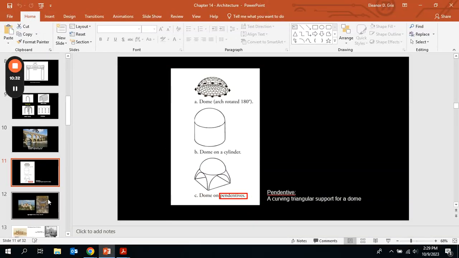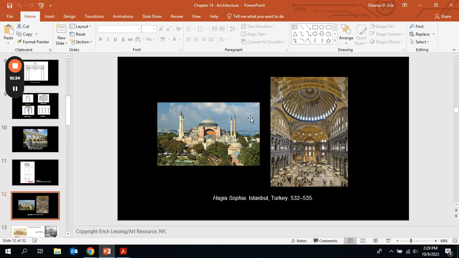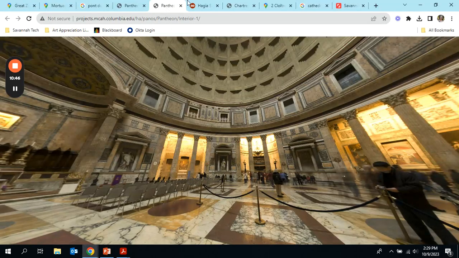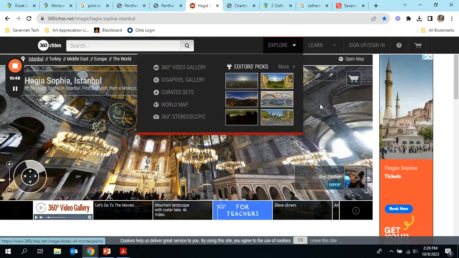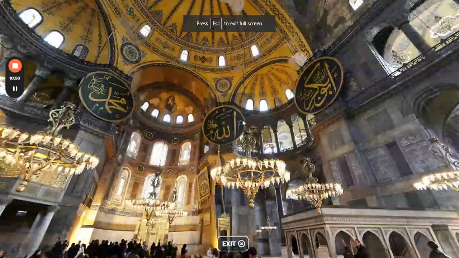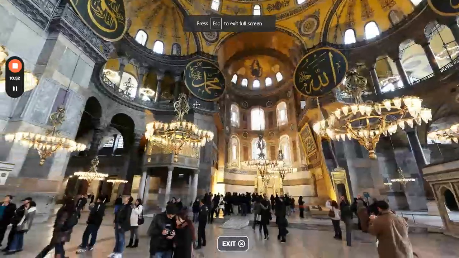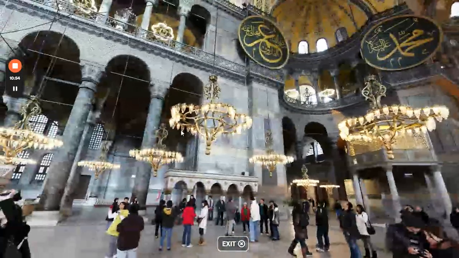But if we want an example of a dome on pendentives, the most famous example would be the Hagia Sophia in Istanbul, Turkey, formerly Constantinople. This was built in the 6th century. I do have a panorama. I've always wanted to go here, maybe someday. So this is the interior of the Hagia Sophia.